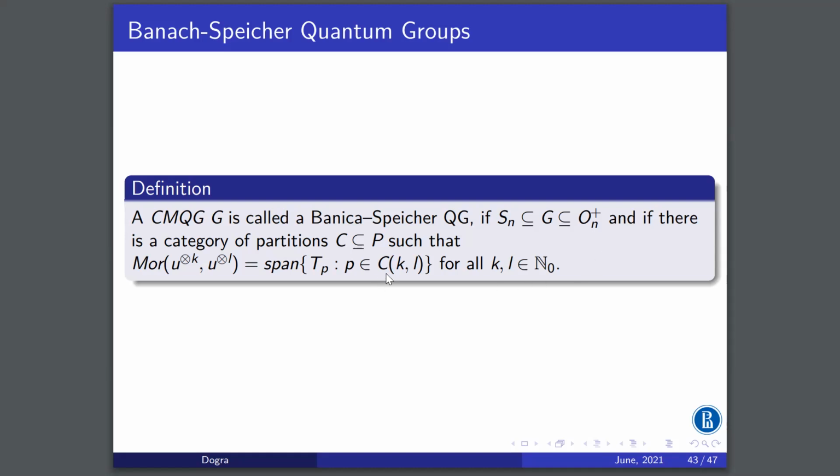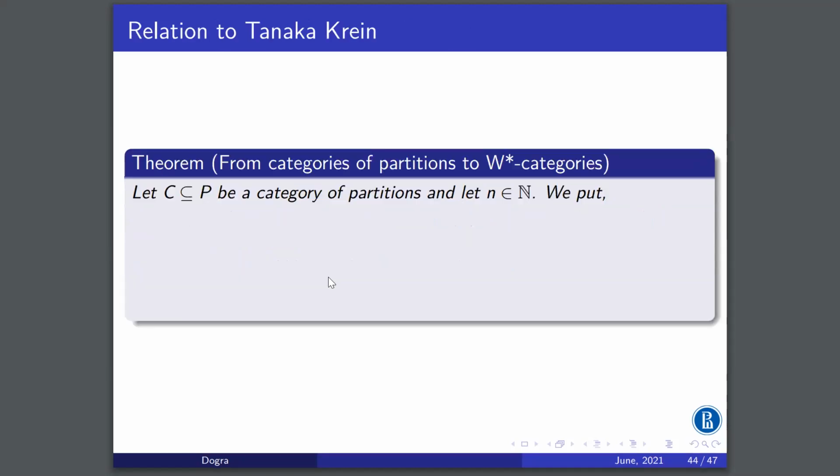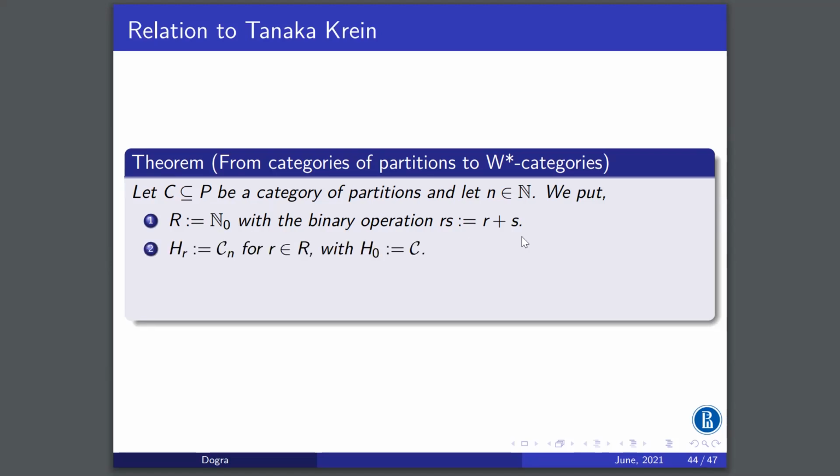And if there's a category of partitions such that the Moore subspace, which is considered in the quadruple of the category, is nothing but the span of all the linear maps associated to the partitions. So now we try to move from categories of partitions to W star categories. Again, we start off with a category of partitions C and a natural number n. Now we're forming the objects that we need in the quadruple. The set of objects R is nothing but the set of natural numbers, inclusive of 0, with the binary operation as addition.